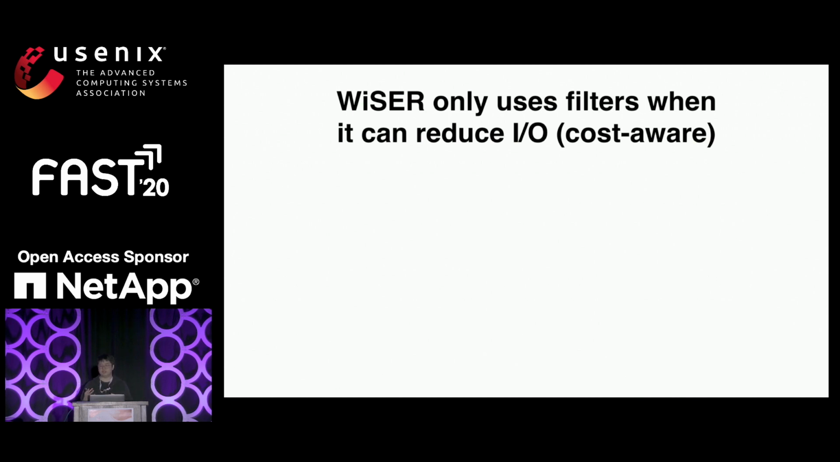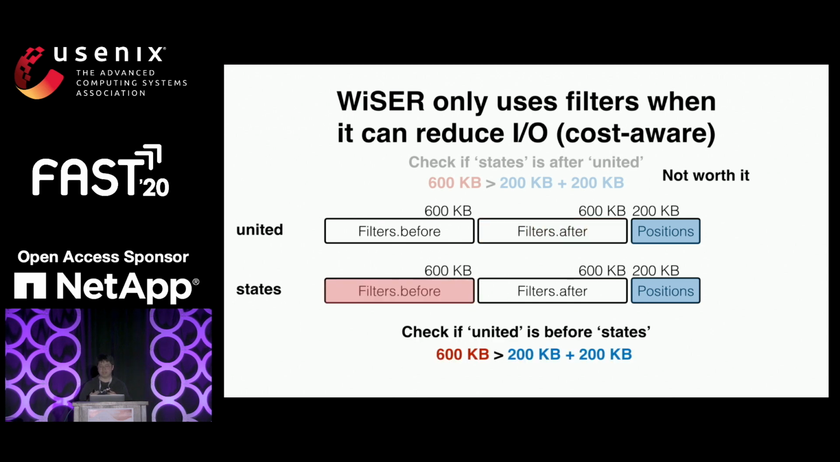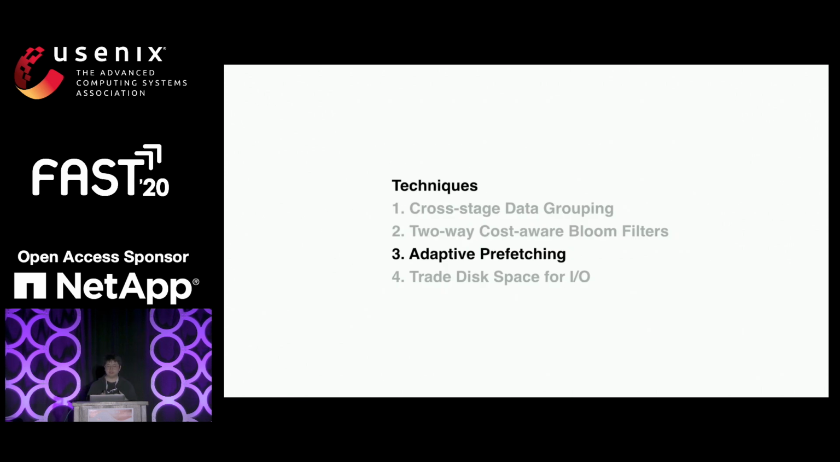WiSER only uses filter when it can reduce I/O, hence the cross-wire in the name of the technique. Let's assume we have filter size and position size like this. In this case, if we check if States is after United, we're going to need to read a very large filter, which is not worth it. If we check if United is before States, we still have to read a lot of data, which is not worth it. So in this case, we just fall back to use the position to do the phrase match. Now let's introduce the adaptive prefetching.